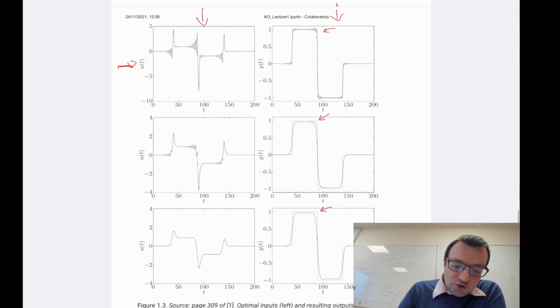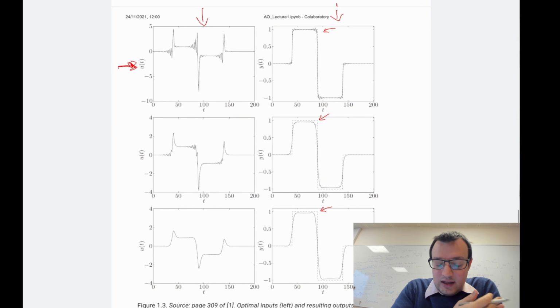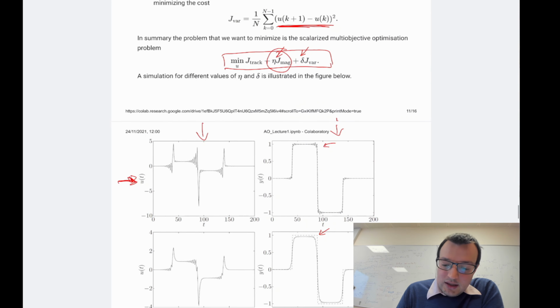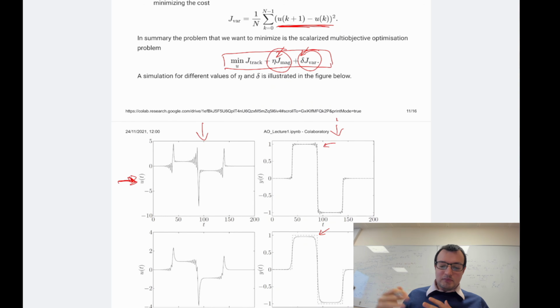So the first solution is given when essentially in our problem delta is going to be 0 and eta is going to be small. Okay, so we don't care about big magnitude of the input, we don't care about variation of the input, we just care about tracking. So the solution is going to track very, very well, but we see that there are big spikes and there is a lot of variation in the oscillation in the input.